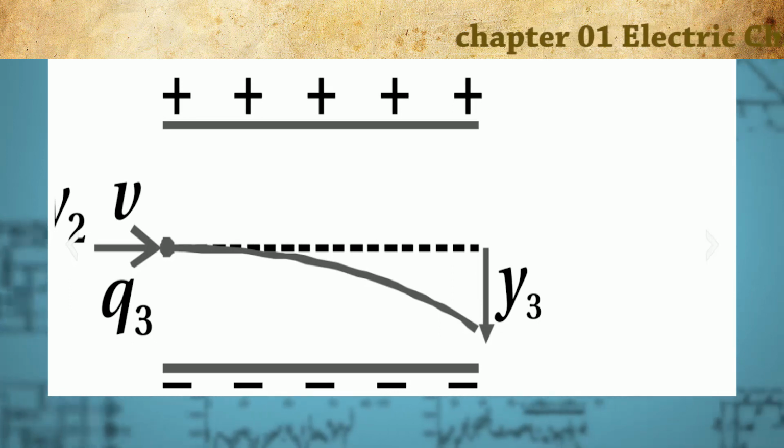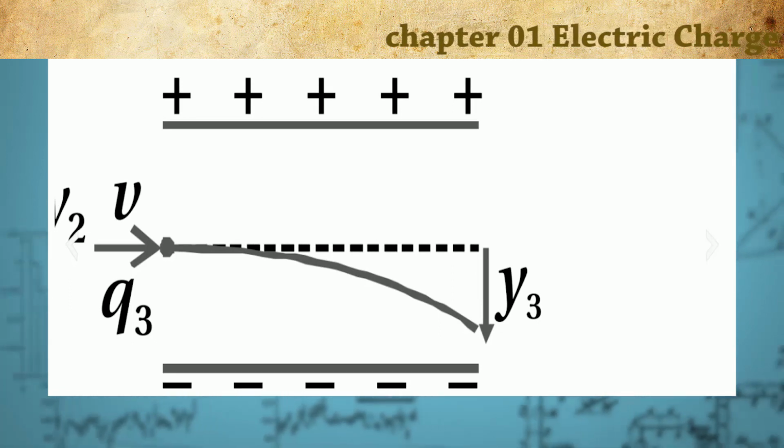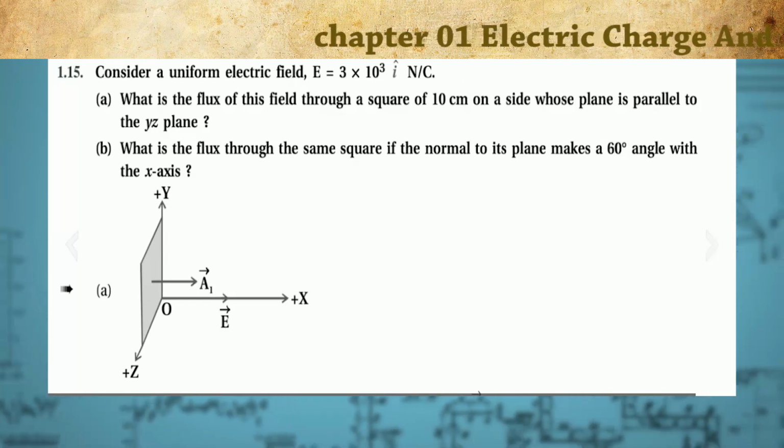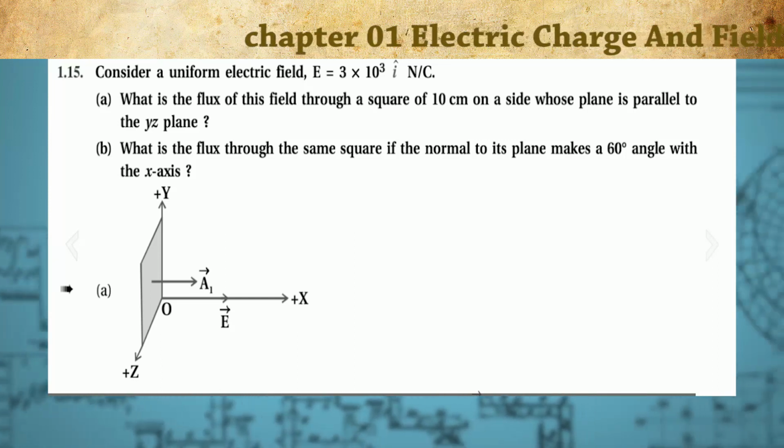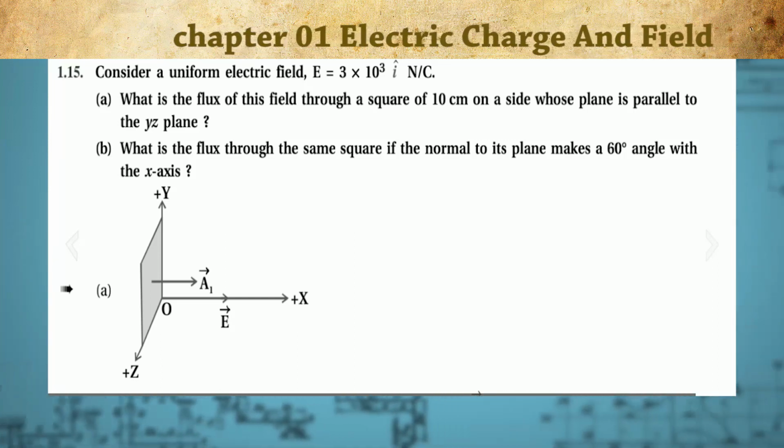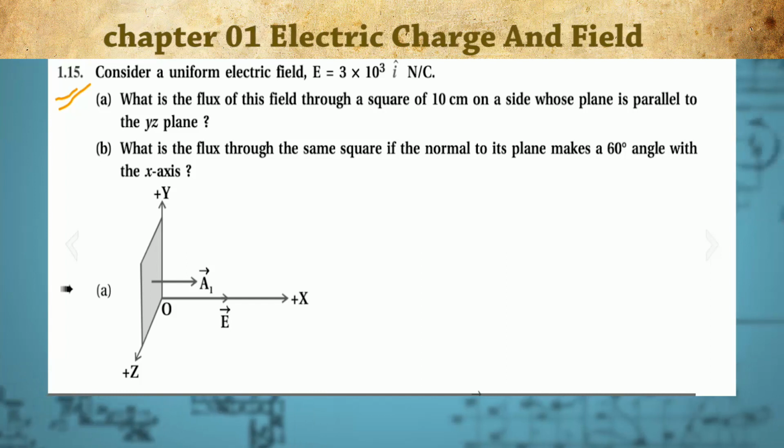Maximum displacement in downward direction is 3. Question number 1.15.